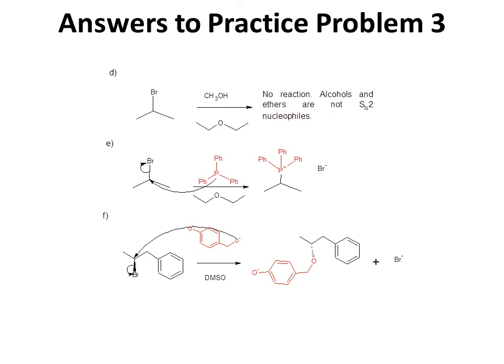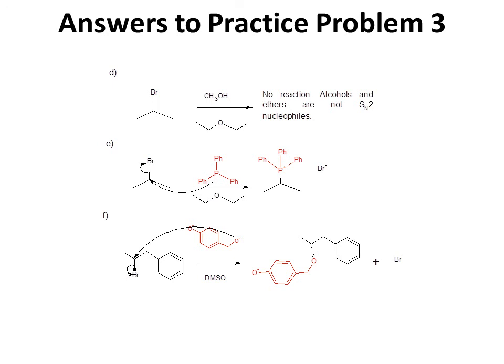In part E, you have the same secondary alkyl bromide reacting in this case with a phosphorus atom. That's a phosphine with 3 benzene rings attached to it. It's called triphenylphosphine. Ph is phenyl. The lone pair on the phosphorus attacks the carbon atom and displaces bromide, giving you a salt as a product.